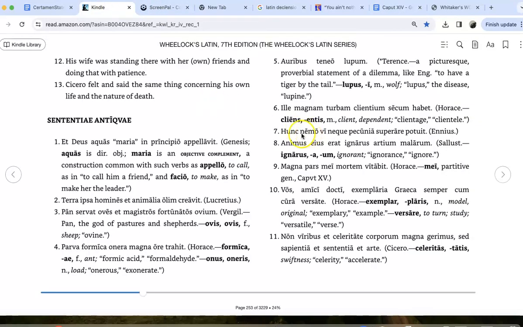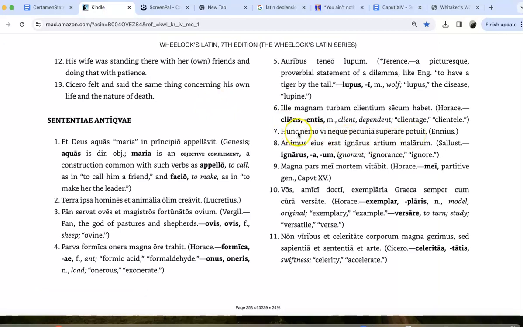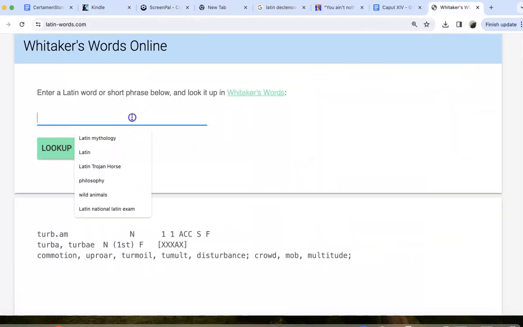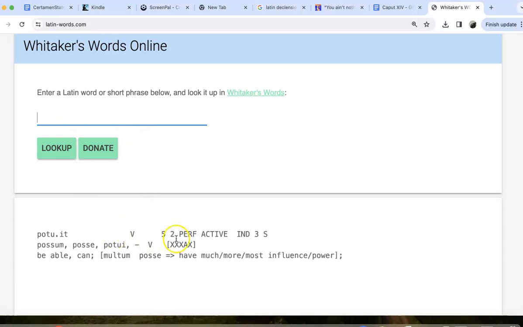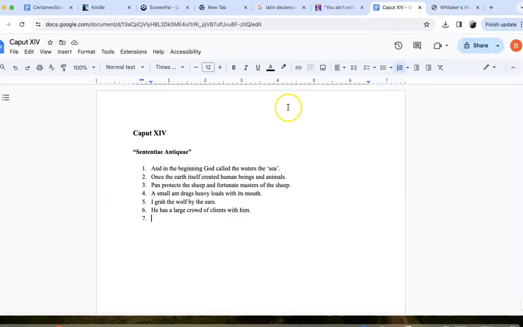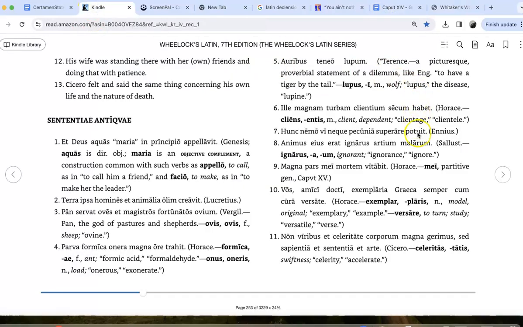Moving on here. Hunc nemo vi neque pecuniae superare potuit. So what do we have here? Potuit means was able. This is one where, because it's somewhat irregular in one sense, you're probably going to have to look this up to make sure you get the right tense. So this is perfect active indicative third person singular, because potest would be present tense. So we've got to make sure we get the right tense here. That's very important. So he was able.